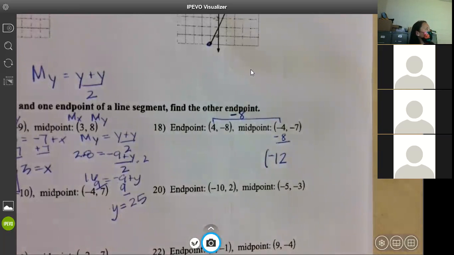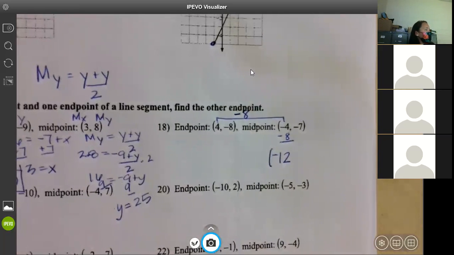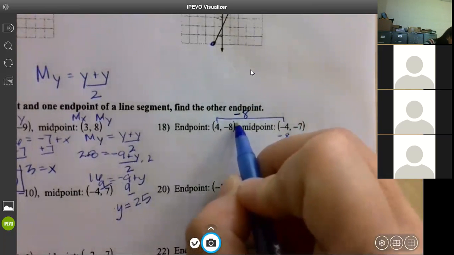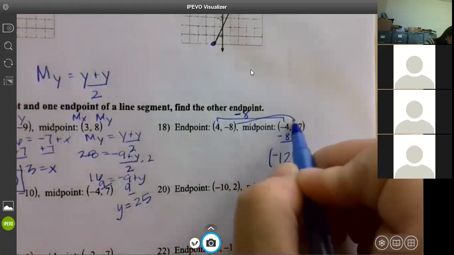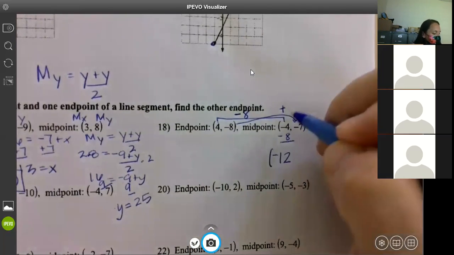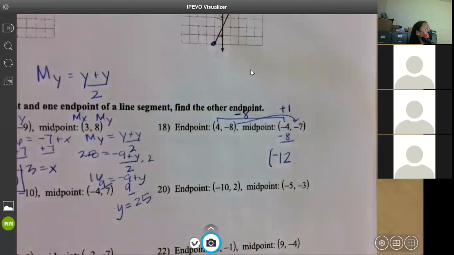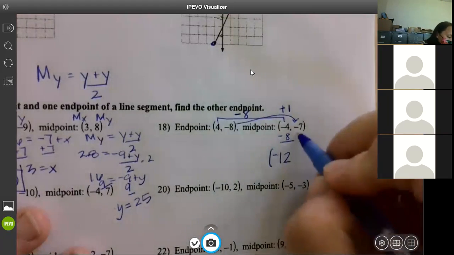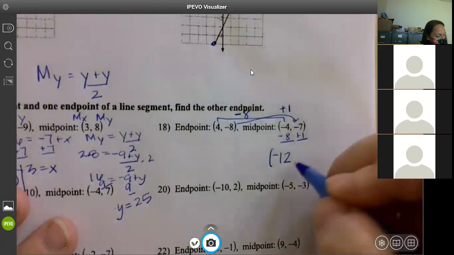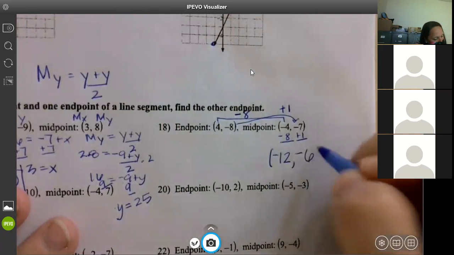I don't have to do all this work. That's all I have to do. So then how do I get from -8 to -7? Up means plus. And they're only one away from each other. So that means I'm going to add 1 to -7 because I'm going to do the same thing. So what's -7 plus 1? And that's it.